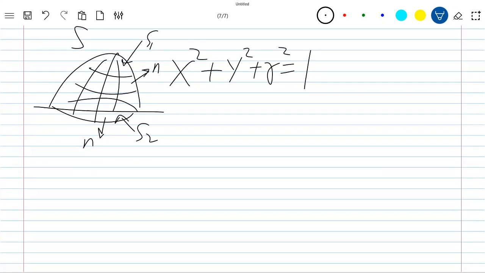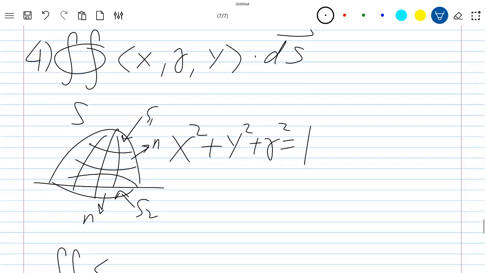So let's find our integral. So first we integrate over S1. Let's see what it is. X, Z, Y.